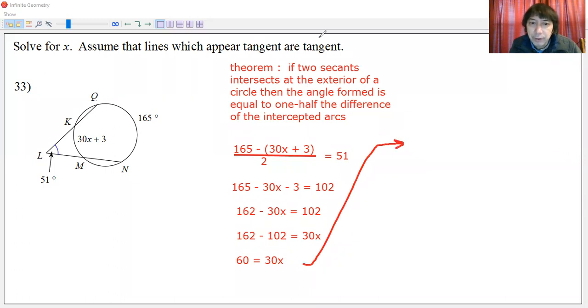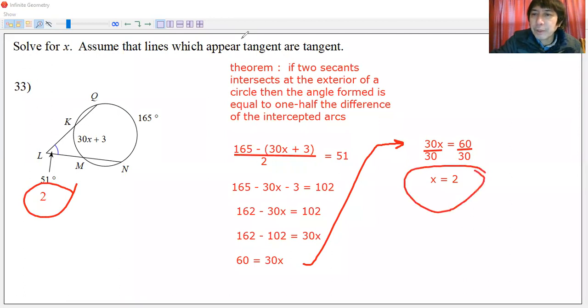So we can now write 30x equals 60. Then we divide this by 30 and divide this by 30, and x is equal to 2. So x is equal to 2, and that's our final answer. That's it. Let's check the answer from the computer. Yes, it's a 2 there. So this must be correct.